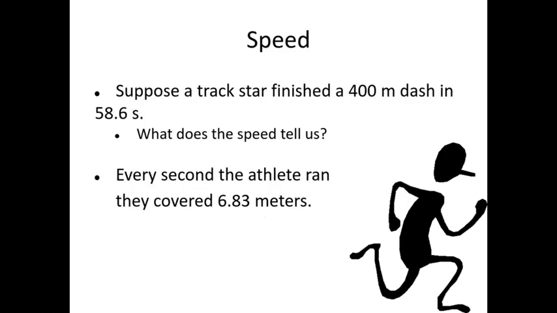So when calculating speed, we take this 400 meters that they travel in the dash and divide it by the 58.6 seconds. And that would tell us that they are moving at a speed of 6.83 meters per second. What that means is that every second, the athlete is moving 6.83 meters.